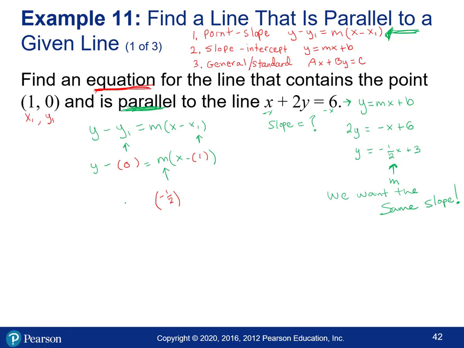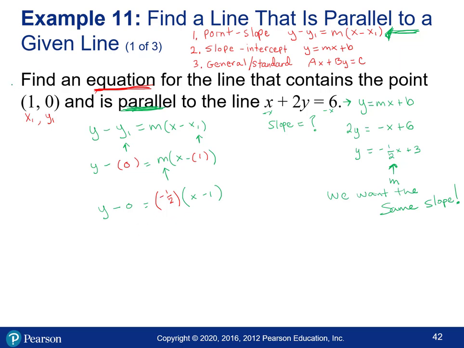Okay, so everything else was already there. Y minus, I'll just keep it there, 0, even though you don't really need to keep writing 0 there. And then m was negative 1/2. This is x minus 1. And then you simplify. So from here, we're almost done. We're just going to simplify this, and that will be our answer.